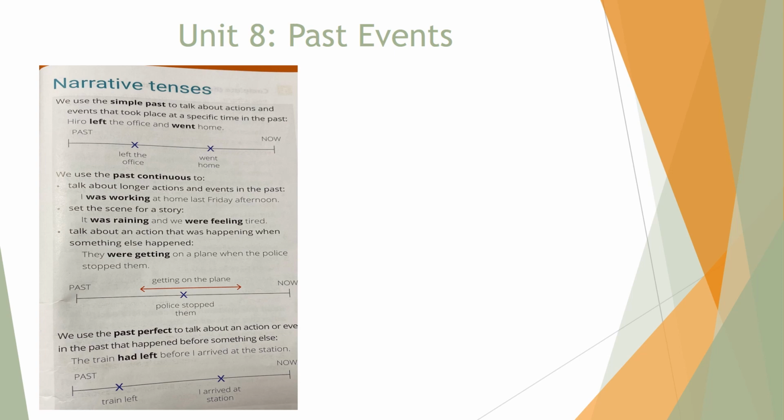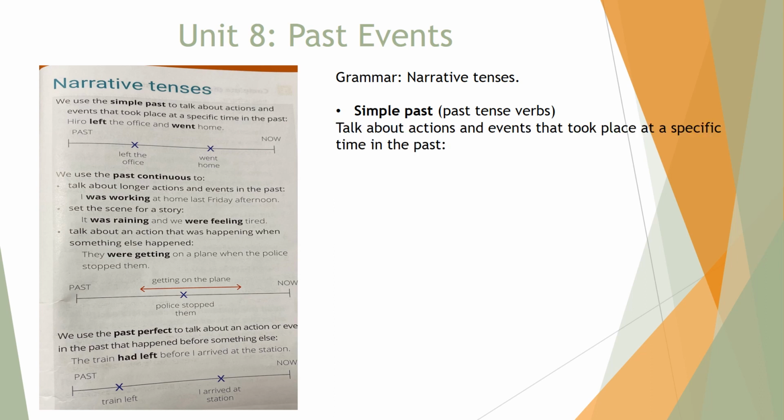So we need to use the past tense, and we're going to use 3 different forms of the past tense. So the first one is the simple past, and that's just when you use the past tense of a verb to talk about actions and events that took place at a specific time in the past. So as you can see on the left side of this screen, on the timeline, we're just talking about one action or one event that happened at one time in the past. So the example is, Hiro left the office and went home. Okay, so leave becomes left, the past tense. Go becomes went.